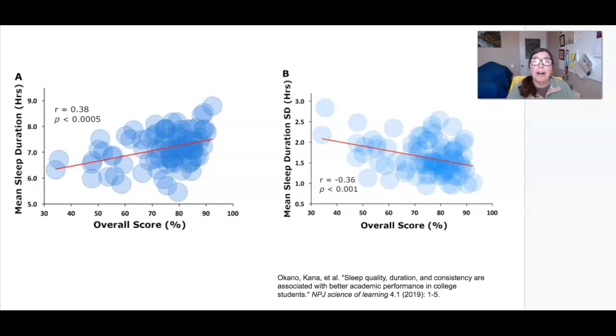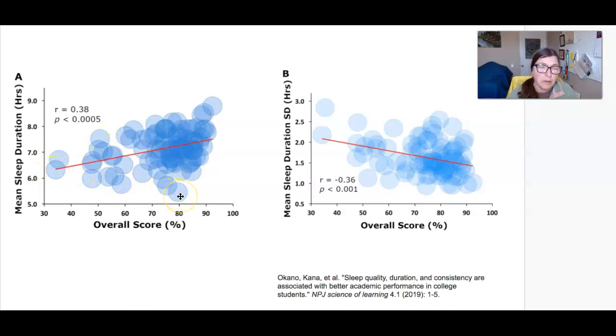But every once in a while, standard deviation is actually a result that's interesting in and of itself. So these are the results of a study about sleep quality and academic performance in college students. And they had students wear trackers. They had 100 students wear trackers for a bunch of days, and they figured out how many hours of sleep they got, and they compared it to what their average GPA was. And so each one of these circles represents one of those students.